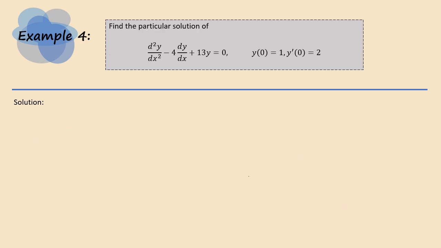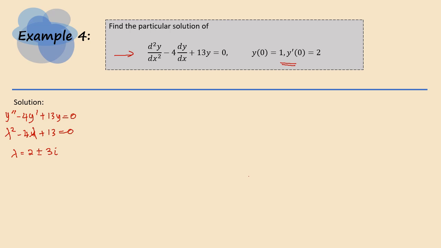In this example, we are going to find the particular solution of this equation. We are given two initial conditions. So let's start the calculation. Our equation is y double prime minus 4y prime plus 13y equal to 0. Our characteristic equation is lambda squared minus 4 lambda plus 13 equal to 0. We factorize the equation. We have lambda equal to 2 plus minus 3i.